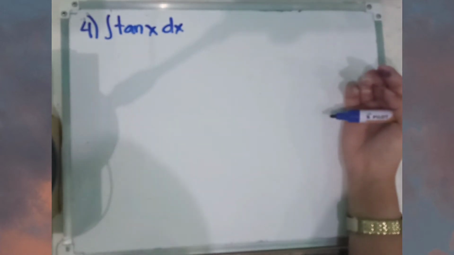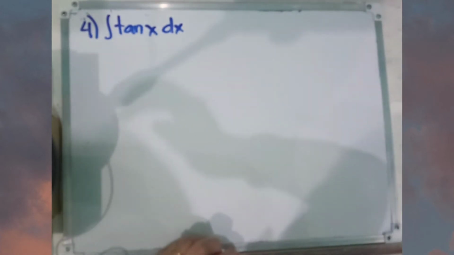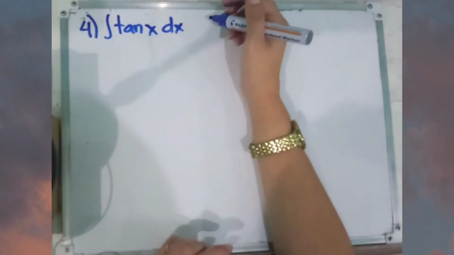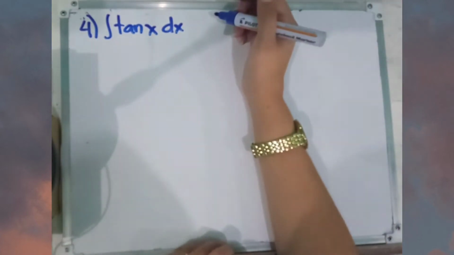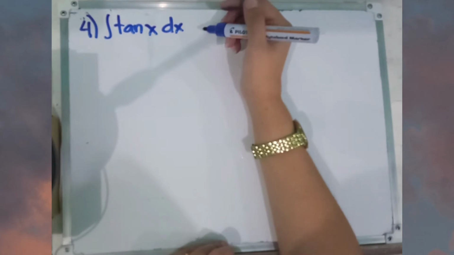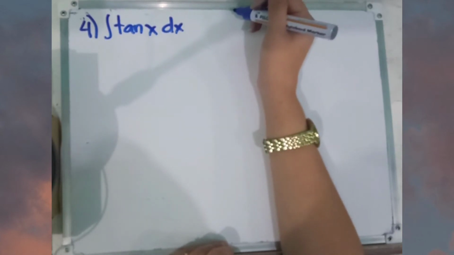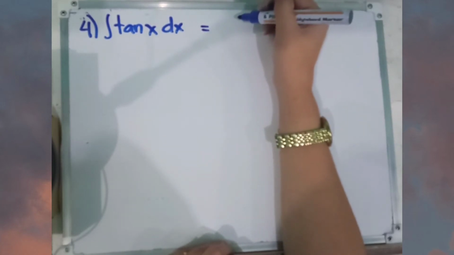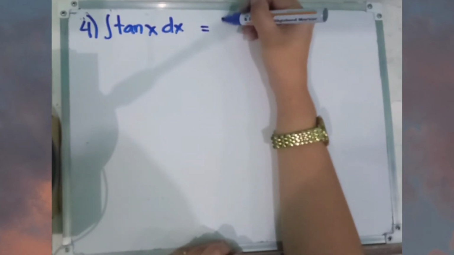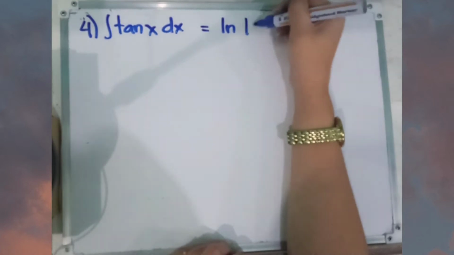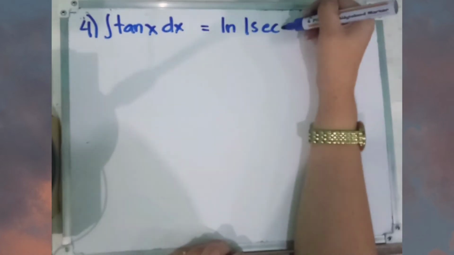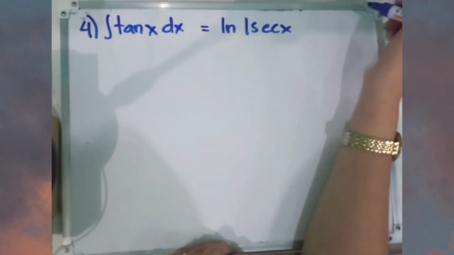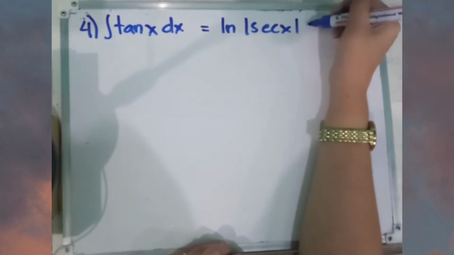Let's proceed now with example number 4. That's the integral of tangent x dx. So if you would look back to the rules given earlier, the integral of tangent x dx is simply equal to the natural logarithm of the absolute value of secant x plus c.